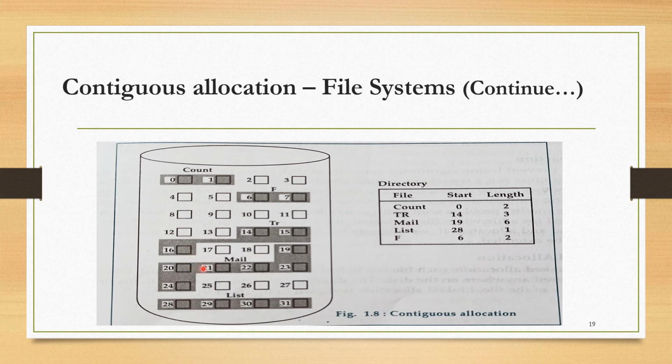Similarly, mail starts here and has a length of 6 blocks: 1, 2, 3, 4, 5, 6. The last one is f. F is a file and it starts at 6 and takes 2 blocks. So you see, here the file's disk space is given as contiguous blocks. This is one way of allocating disk space. This job is done by the file system of the OS.